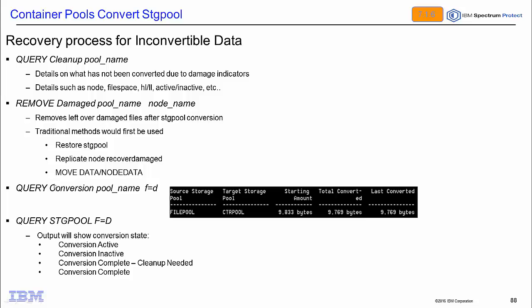You can always issue the query conversion, and that'll show the status of the conversion, as well as the query storage pool format equals detail, which will show you the conversions that are active, the conversions that are inactive, the conversions that have completed but need cleanup, or the conversions that are fully completed.